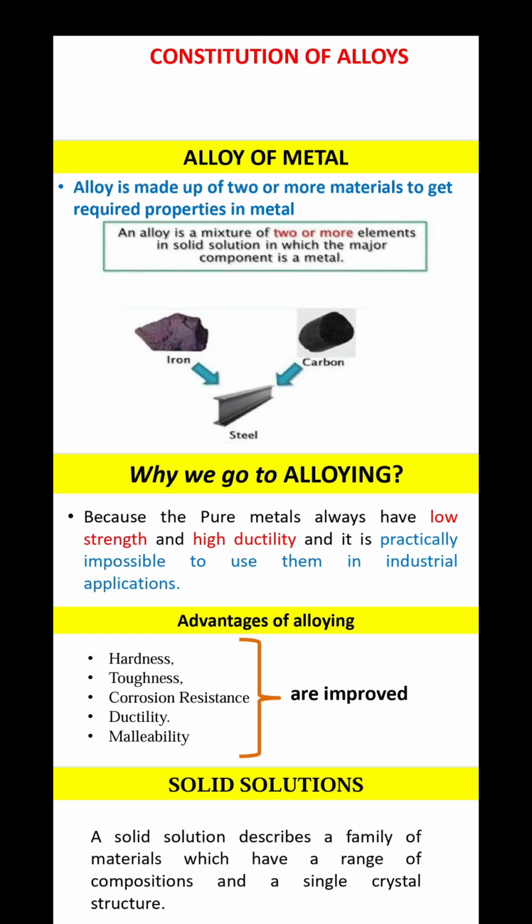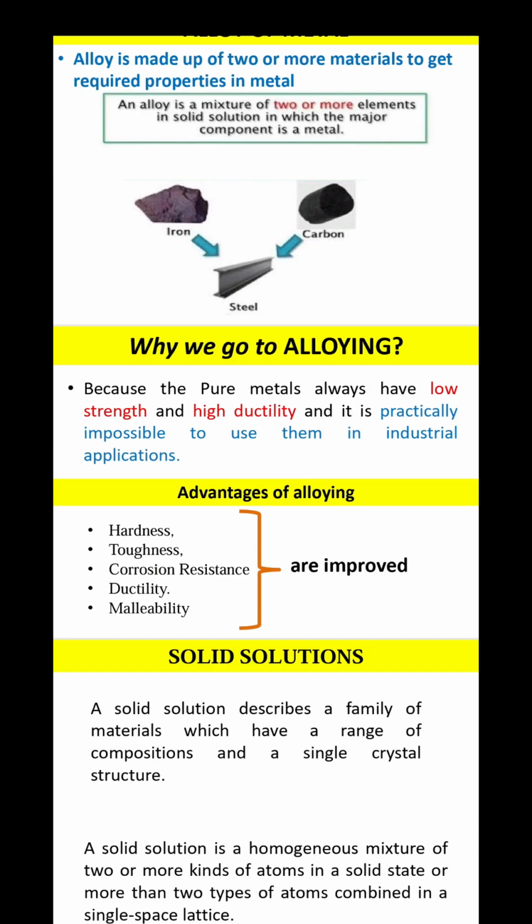So why do we go for alloying in material science? So the pure metal always has low strength and high ductility. So it is practically impossible to use them in industrial applications. So that's why we are going for alloying. So alloying mainly increases the material strength and hardness, toughness, corrosion resistance, ductility and malleability.